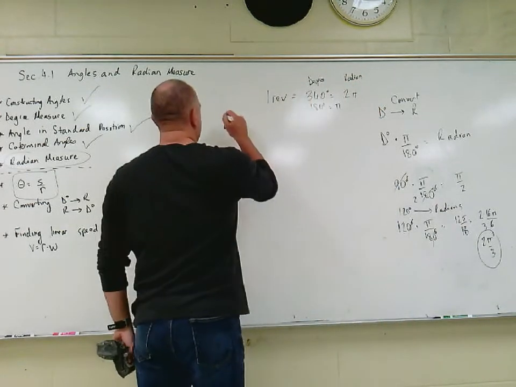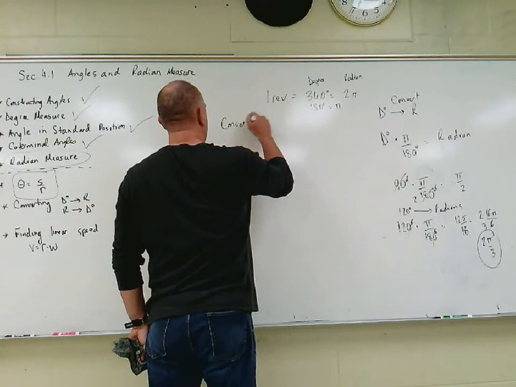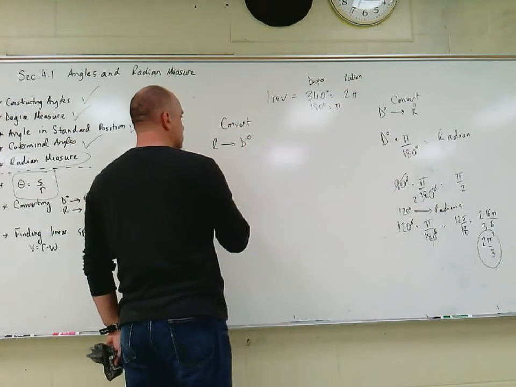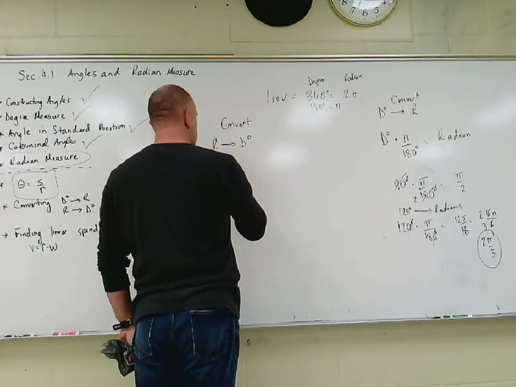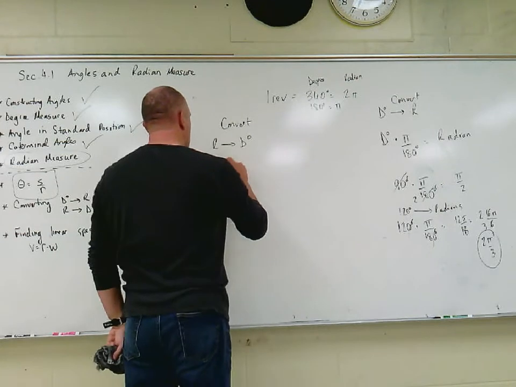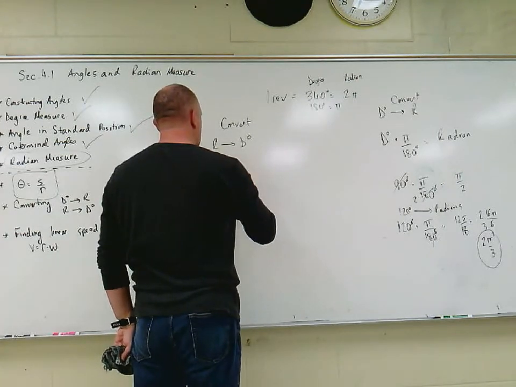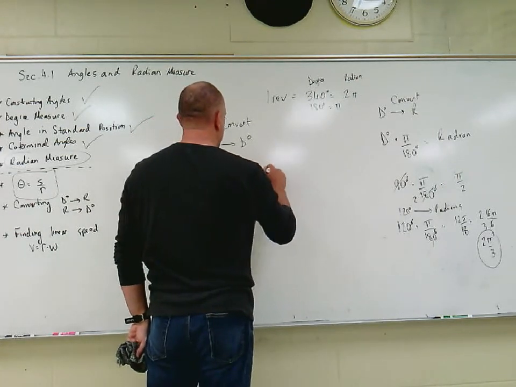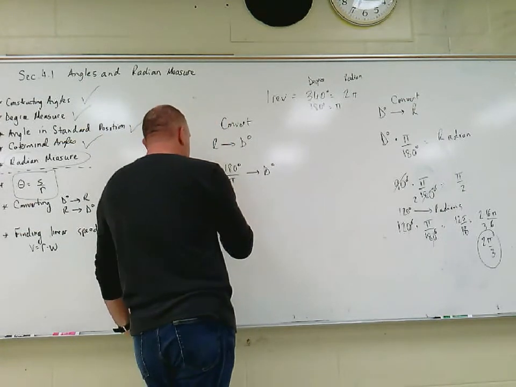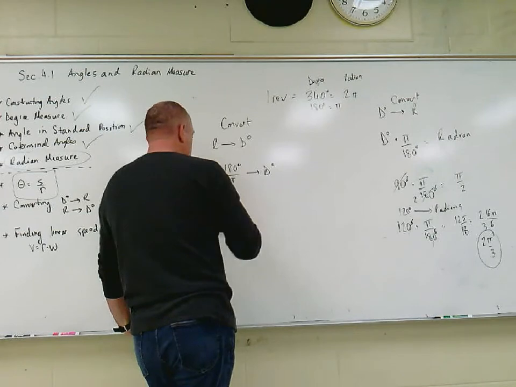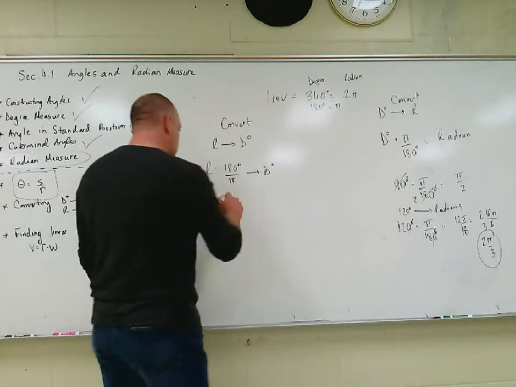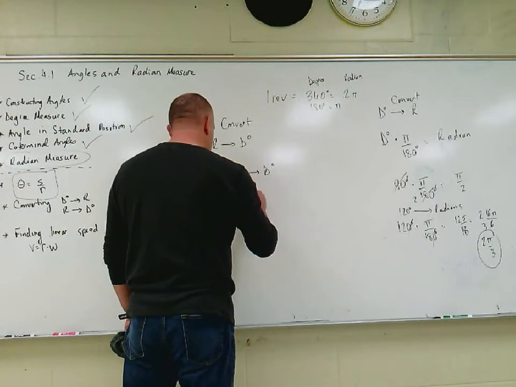So how do we convert from radians to degrees? Well, it's the same idea here, but now I just flip. I do radian times 180 over pi. That's going to give me my degree measure. So let's just say we had 5 pi over 4, which is a radian measure. We want to convert it to degrees. We're going to multiply by 180 over pi.